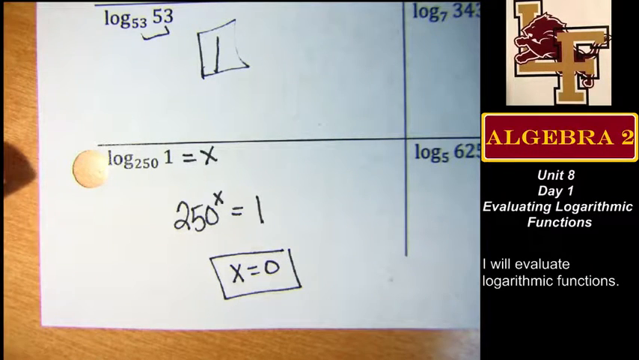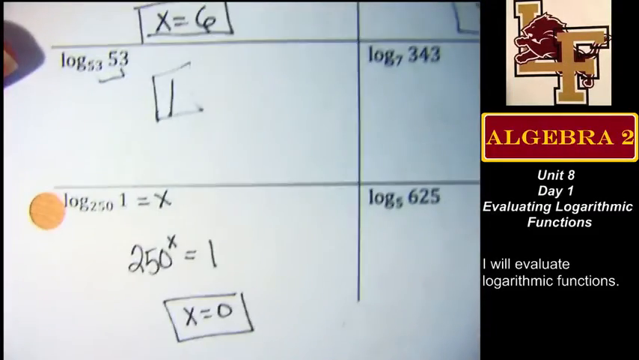You were overthinking it. It's too simple. Log of 1 with some base is 0. You want it to be hard, but let it be simple, sweetie. Let it be simple.